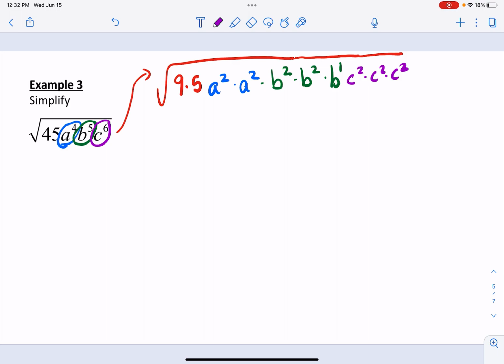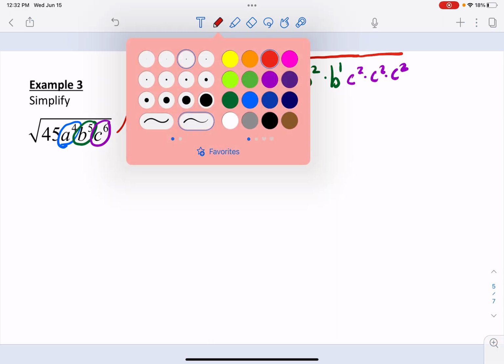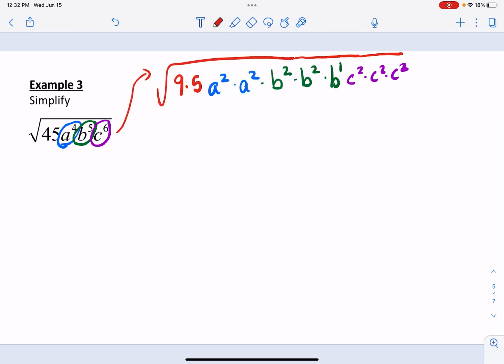So what you now need to do is take the square root of 9. Well, that's 3. That's outside. I still have a 5 left over underneath my radical. For my a's, I have 2 of them that break out. So one of them becomes an a out front, another one becomes an a out front, so I have an a squared out front.